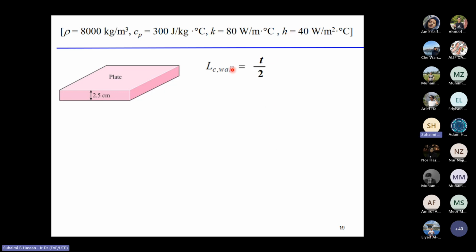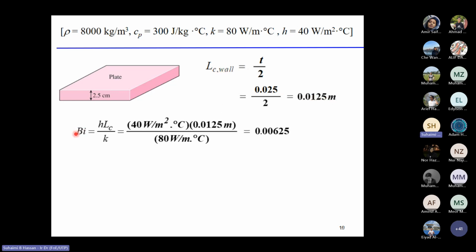All right. First, we check the LC. LC is T over 2. 2.5 divided by 2, this is you got LC. Why we need LC? Because we want to calculate the Biot number. And then LC is 0.025 divided by 2. You got 0.0125 meter. This one is LC.